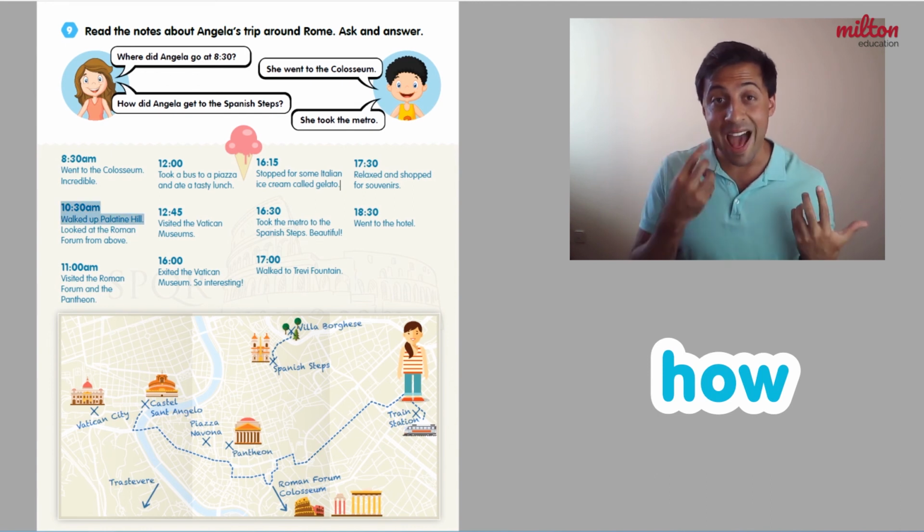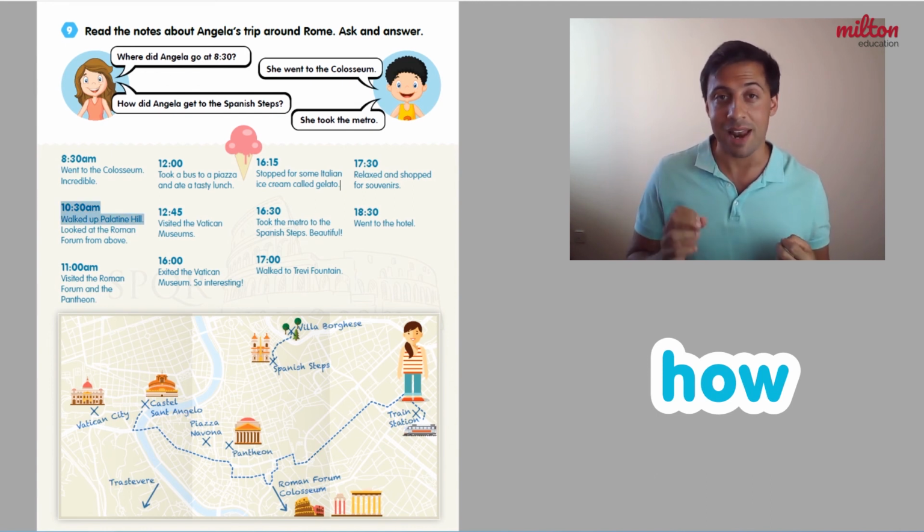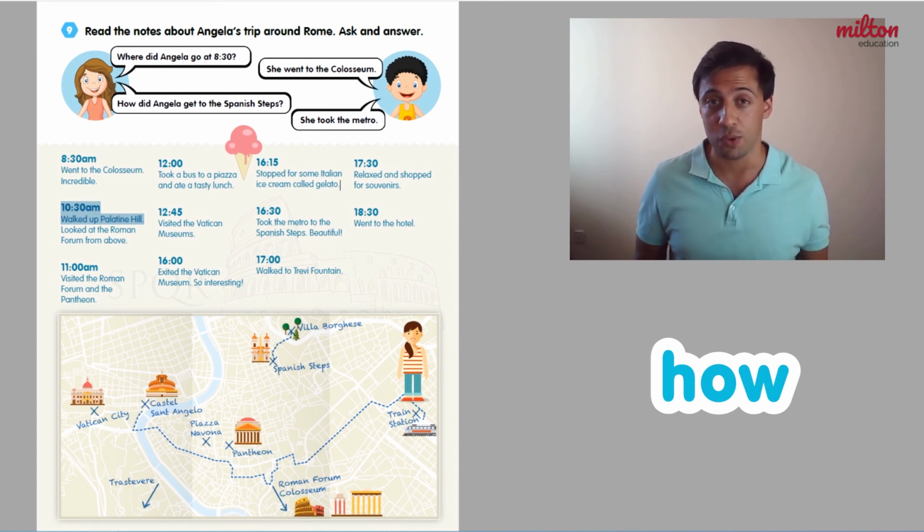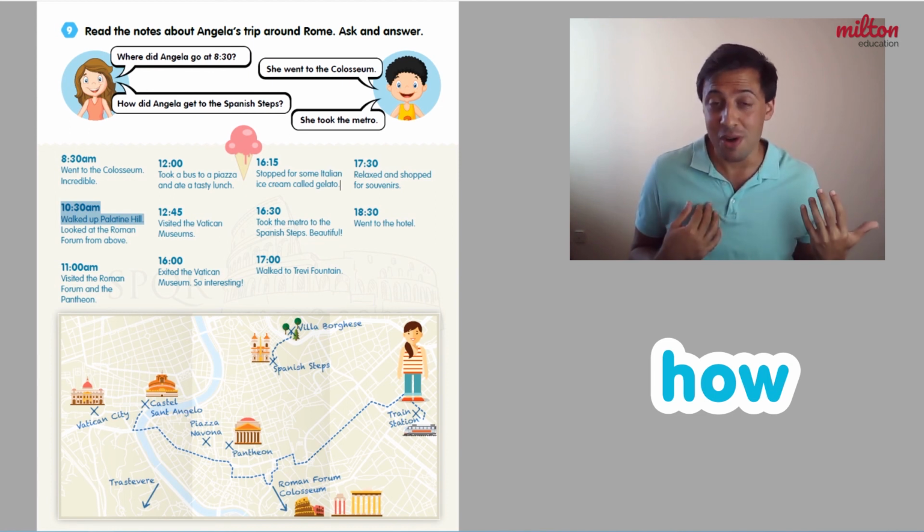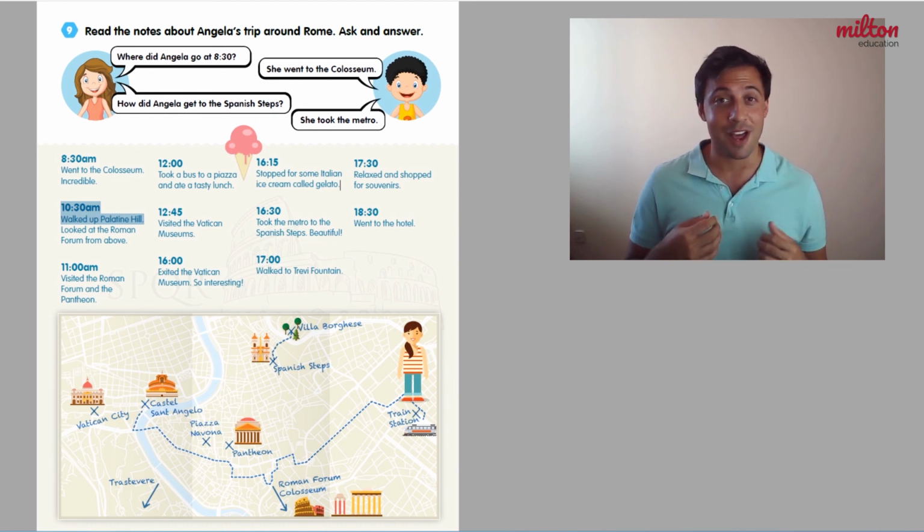I know how Angela arrived at Palatine Hill because she tells us in her notes that she walked. I still want to ask her, how did you get to Rome, Angela? I don't know if she went by car or by aeroplane or by boat. Now why don't you try exercise 9?